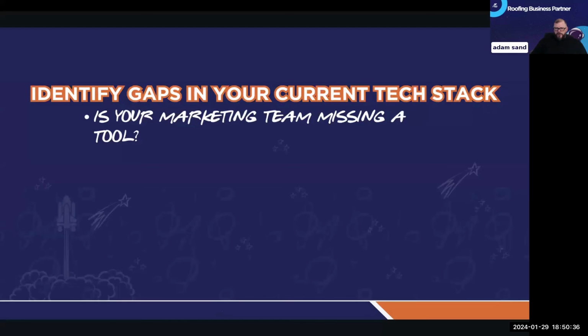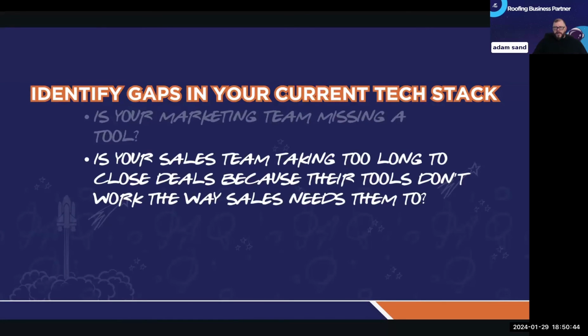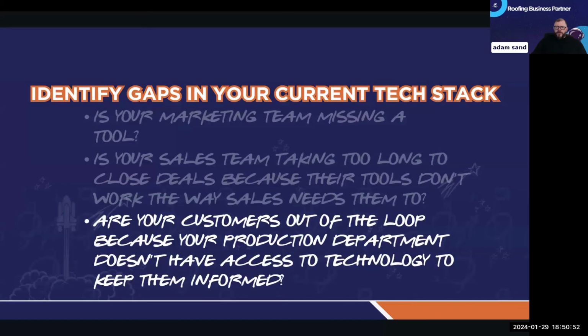So once you've gone through this audit process, right, you're going to identify gaps in your current tech stack. Asking, is your marketing team missing a tool? Is your sales team taking too long to close deals because the tools don't work the way the sales team needs them to, right? Are your customers out of the loop because your production department doesn't have access to that technology to keep them informed? This is exactly what you were talking about, Lauren, right? Making sure it's seamless, that there are no seams between sales and production.